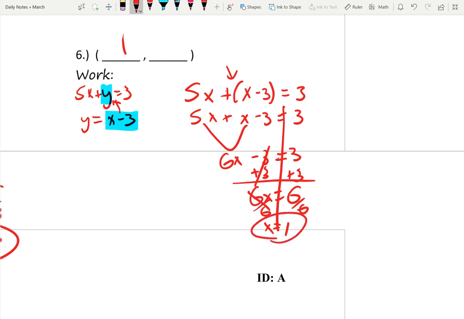So now that x is equal to 1, we can plug it back in. So since x is 1, we'll have y equals 1 minus 3. And 1 minus 3 is negative 2.